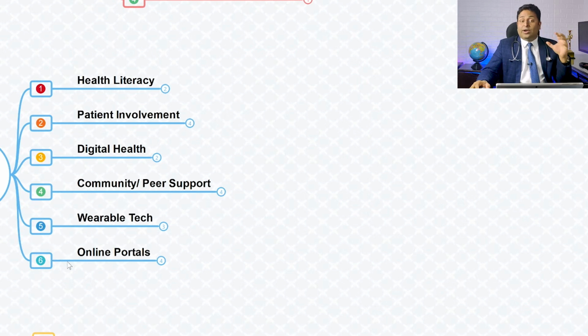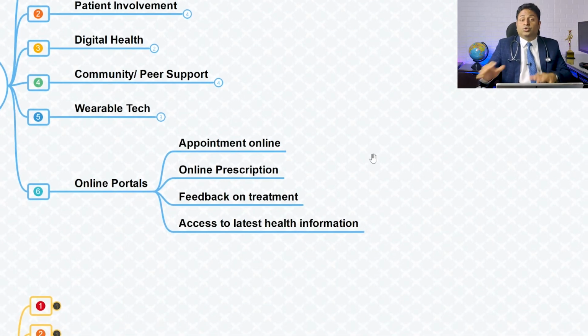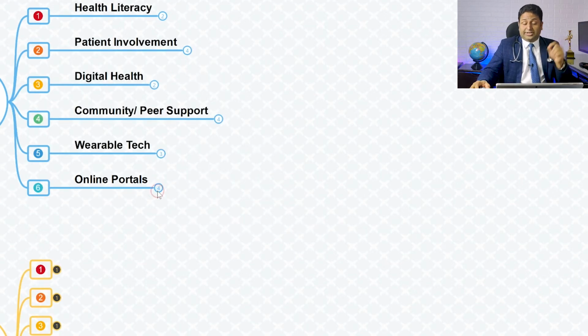Okay, and then we have online portals. You have to empower your patients to approach you through online portals, right? To get an online appointment, you can give an online prescription, feedback on treatments, and access to the latest information about their health and healthcare. Engaging them on online platforms is very important. It has a wide variety of advantages. One is, of course, cost effectiveness. They don't have to travel and wait and do a lot of things when they can approach you through an online process. It's a very important thing which we'll be discussing later in more detail.